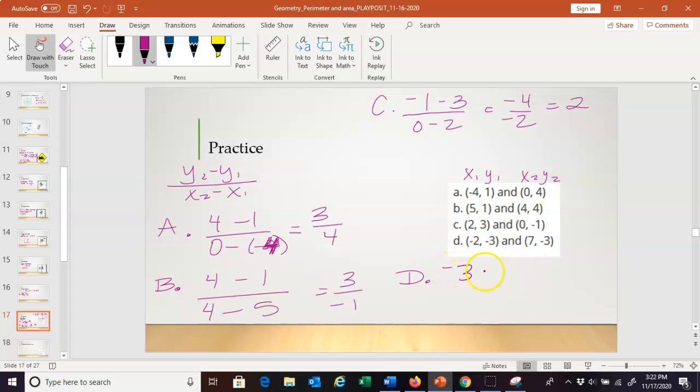D is negative 3 minus negative 3 over 7 minus negative 2. So you do have to be careful, just like that distance formula. You have a subtraction, but then some of your coordinates also have a negative. So just be super careful. So this becomes 0 over 9, which is 0. So we know right away that that would be a horizontal line, right, with the slope of 0.